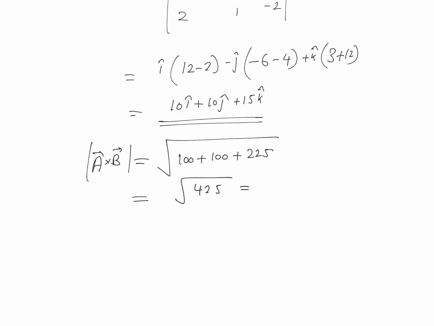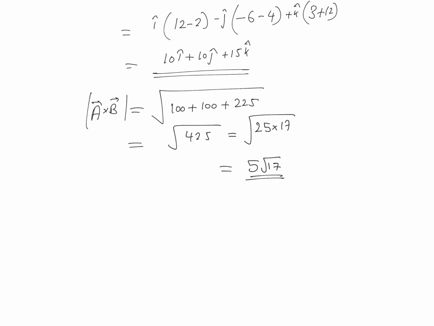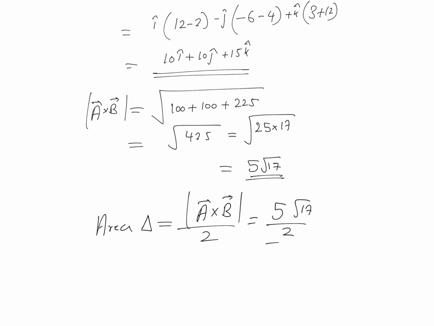This under root of 425 can be written as 25 into 17, and root of 25 we can take as 5, so this can be written as 5 root 17. So 5 root 17 is the value of magnitude of A cross B, but our aim is to find out the value of area of triangle. Area of triangle is half of magnitude of this A cross B. So we can write that is equal to 5 root 17 divided by 2.